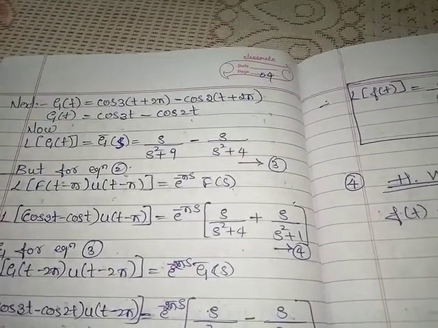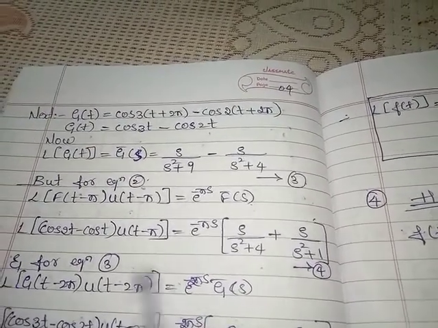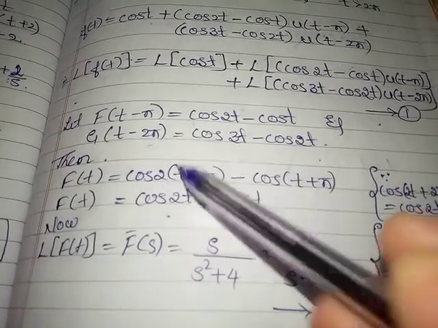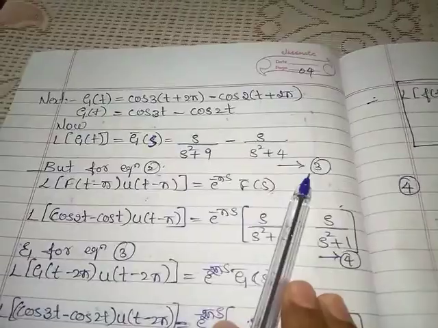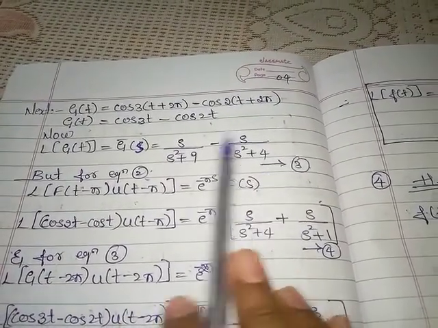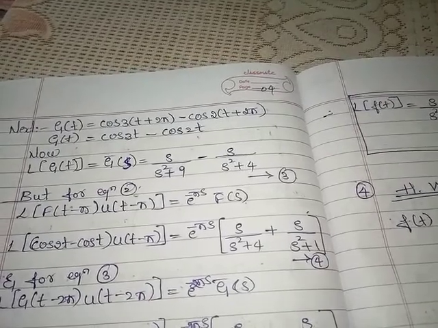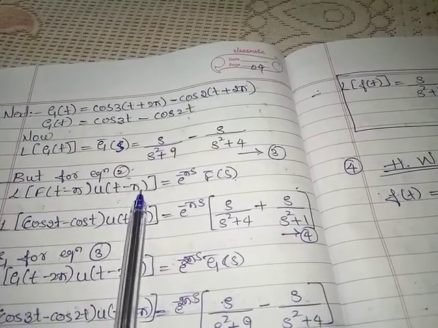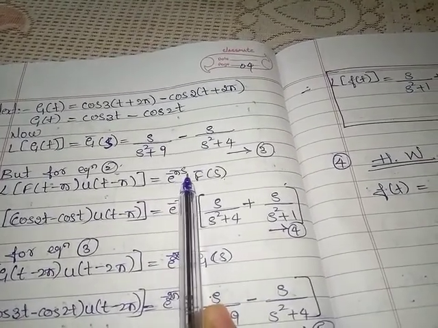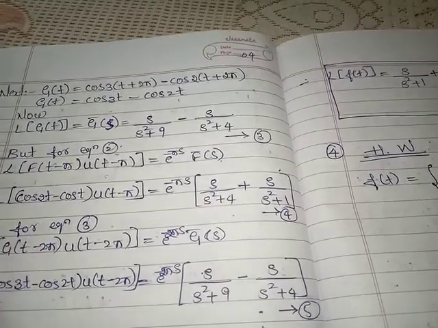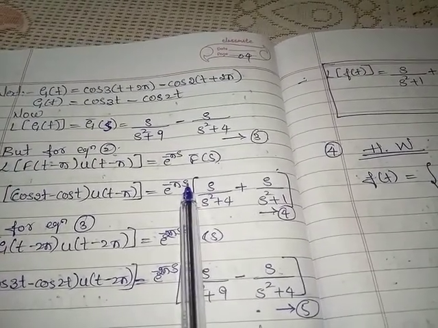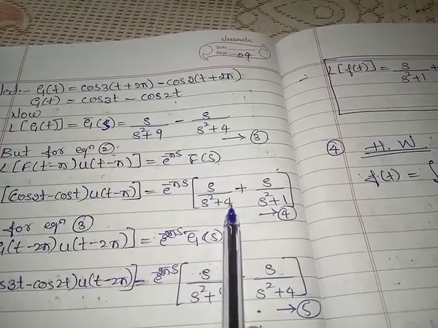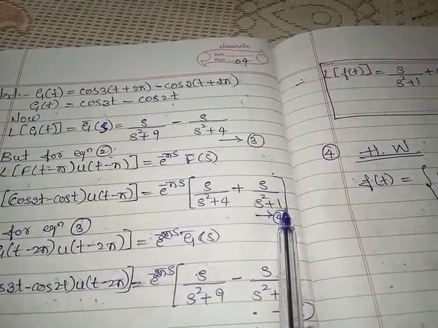Now for equation 2 we have to use the second property to find the Laplace transform, and for equation 3 also we have to use the second property to find the Laplace transform of that required function. So the Laplace transform of f(t - pi) into u(t - pi) is equal to e raised to minus pi s into f bar of s. We know that e raised to minus pi is as it is because the a value is pi here. F bar of s is s divided by s square plus 4 plus s divided by s square plus 1.